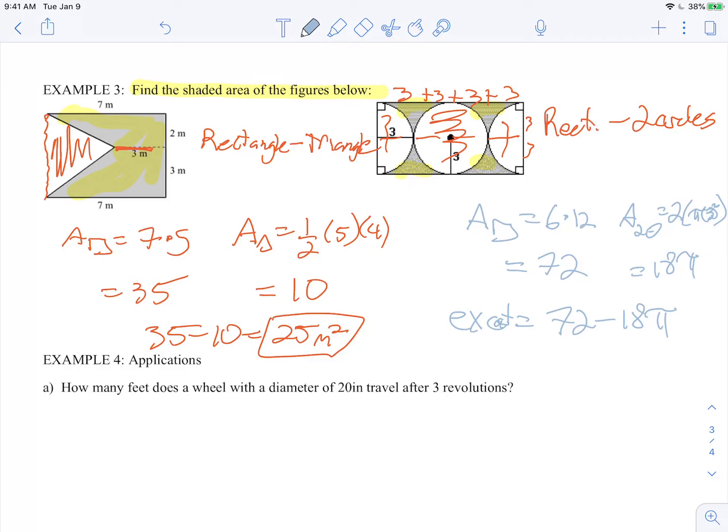But the approximation is 15.45 units squared.